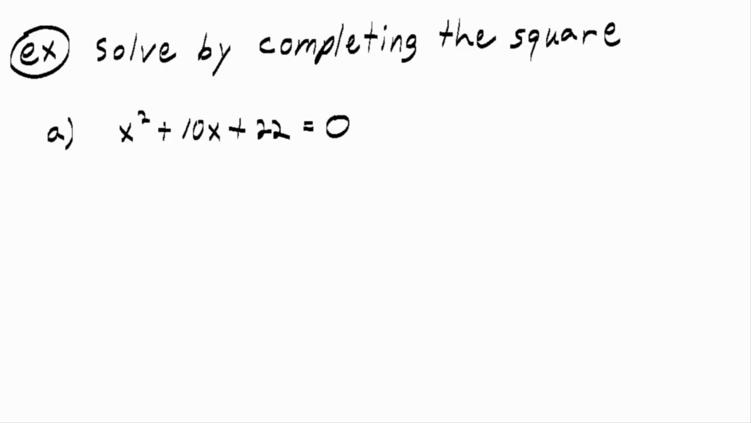Solve by completing the square. In part A, we have x squared plus 10x plus 22 equals 0. So here's your recipe for solving by completing the square.